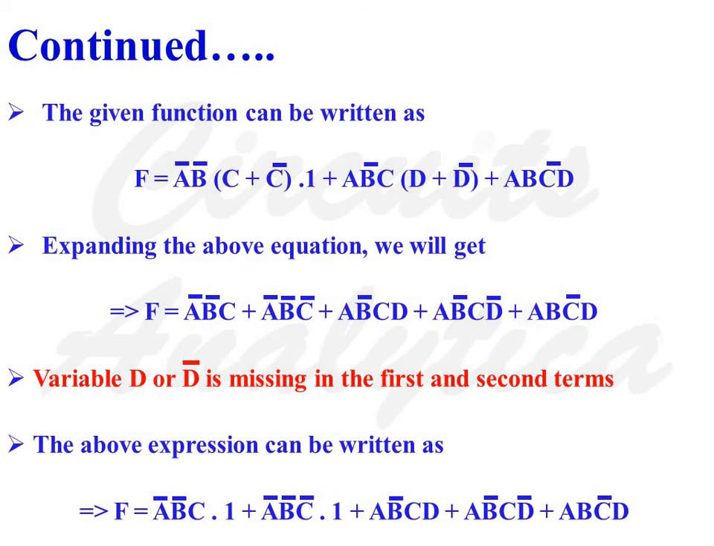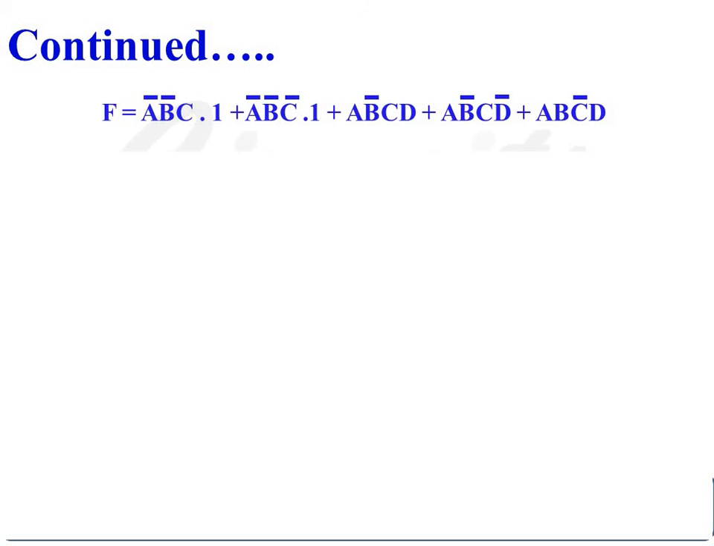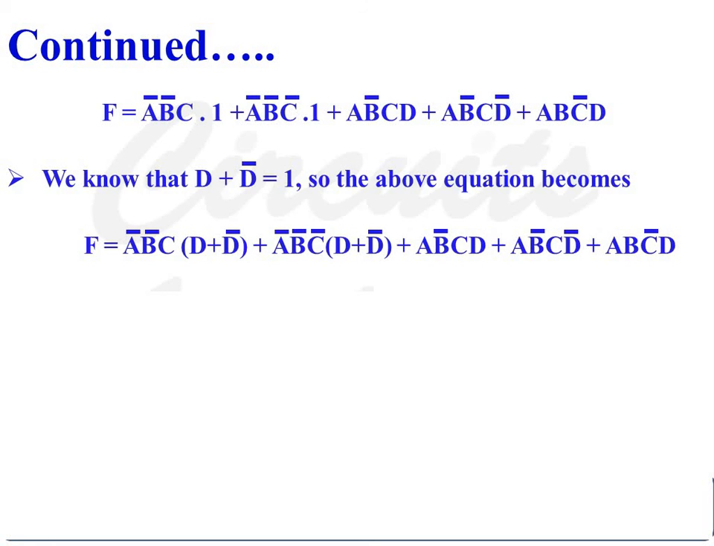So the above expression can be written as f is equal to A bar B bar C into 1 plus A bar B bar C bar into 1 plus A B bar C D plus A B bar C D bar plus A B C bar D. Now we will replace 1 with D or D bar. So f is equal to A bar B bar C into (D or D bar) plus A bar B bar C bar into (D or D bar) plus A B bar C D plus A B bar C D bar plus A B C bar D.